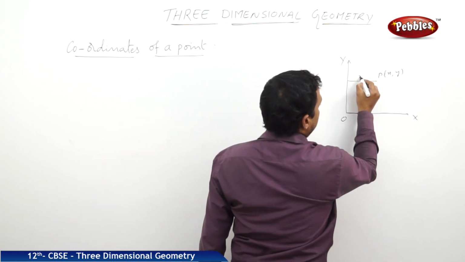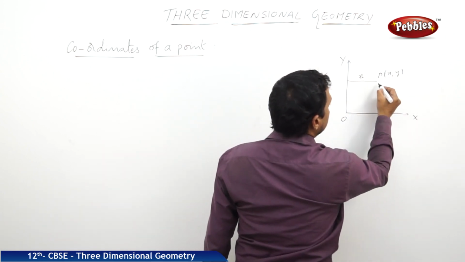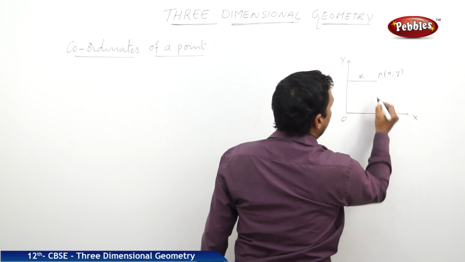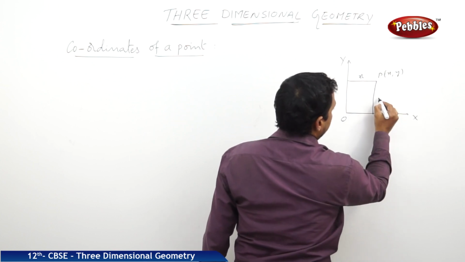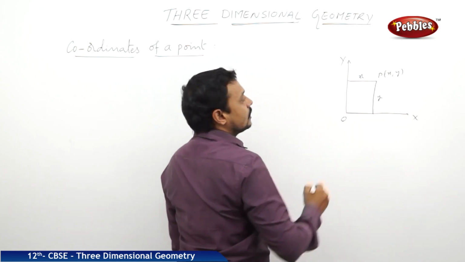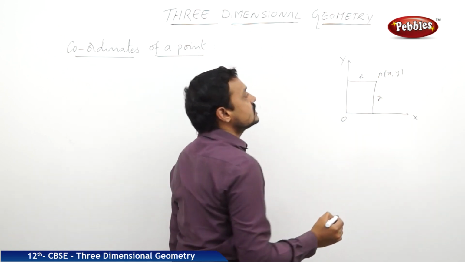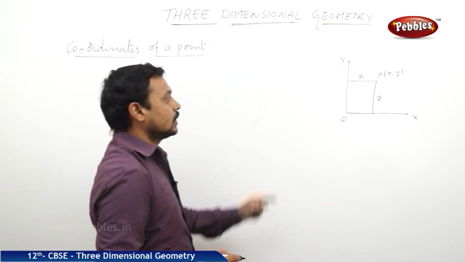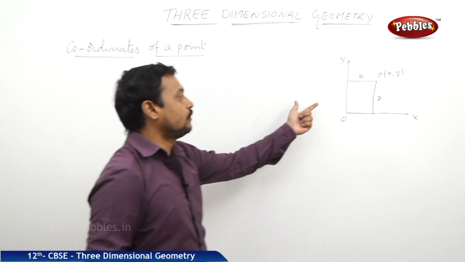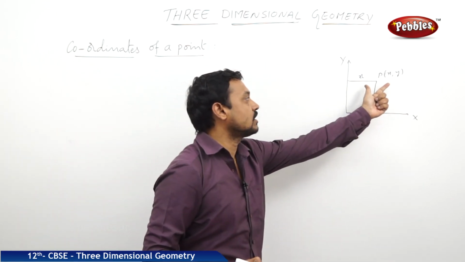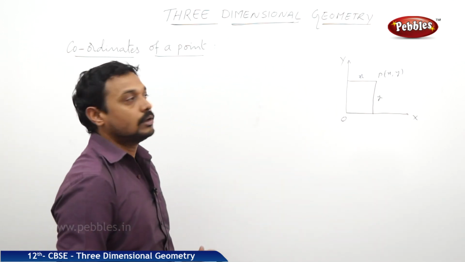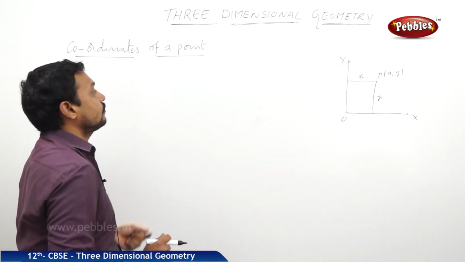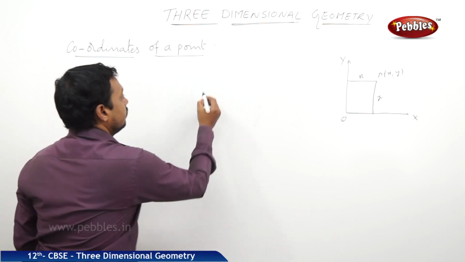From the y-axis, and y is the distance of the point from the x-axis. That's why the coordinates of the point B are x comma y. Now that is the definition of the coordinates of a point in 2-dimensional geometry. Now let us define the coordinates of a point in 3-dimensional geometry.